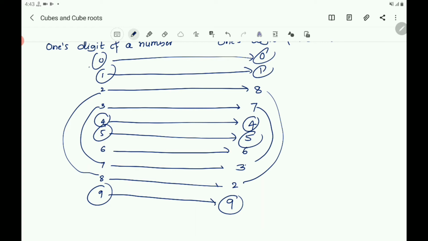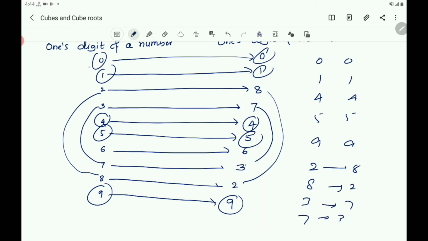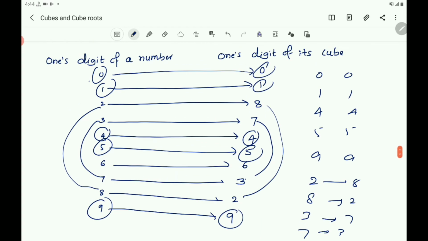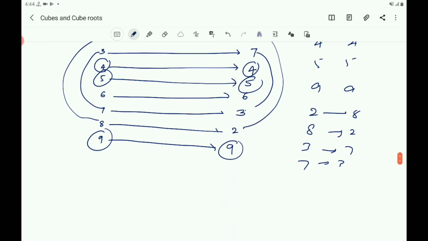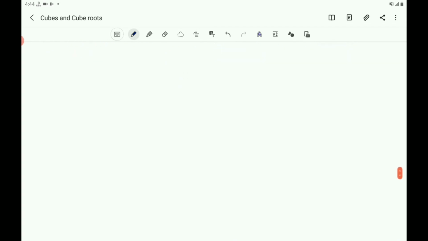The unchanged ones are 0 0, 1 1, 4 4, 5 5, 6 6, 9 9. And 2 8, 8 2. And 3 7, 7 3. Keep in your mind, this is about the ones digit of a given number and the ones digit of its cube number. Now here there is some question.